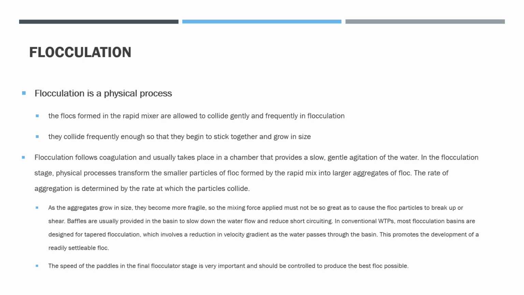As these aggregates grow in size, they become more fragile, so the mixing force that you put into the flocculator has to be tapered down the further you go into the flocculator. You do that typically in a plant like this by having less and less paddles as you go along the flocculator. So the speed of the paddles in the final flocculator stage is going to be very important, and they have to be controlled to produce the best floc possible.